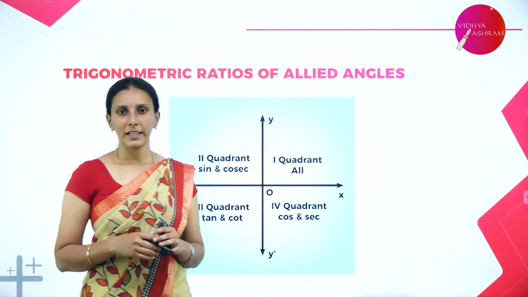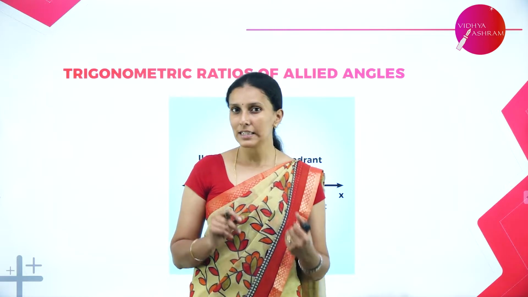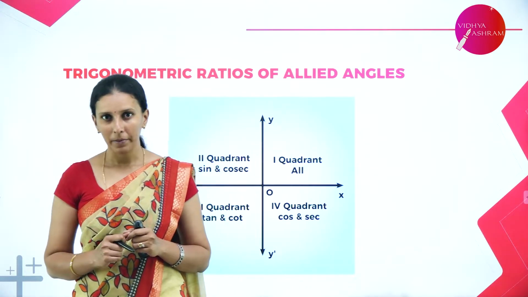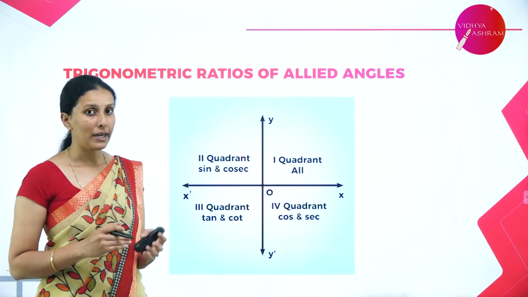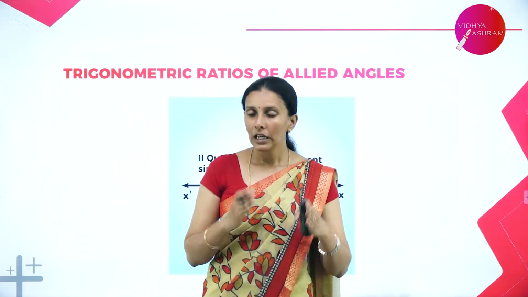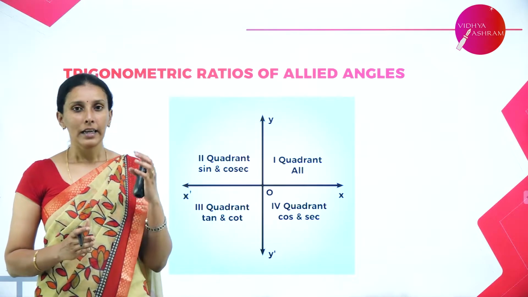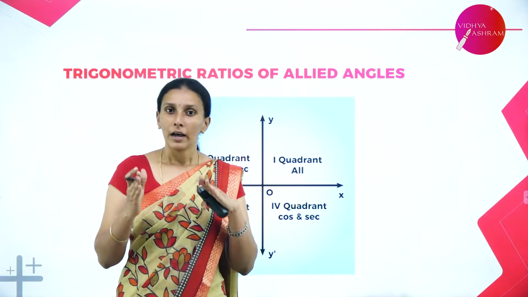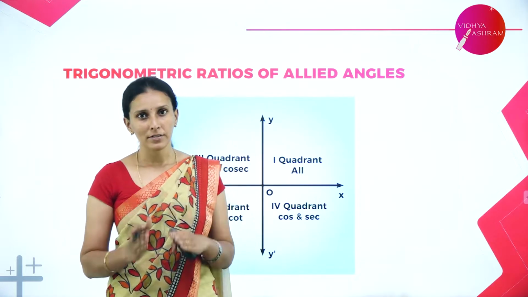So what do you mean by allied angles? Two angles are allied together as a sum or difference of 0 or multiples of pi by 2. These angles are called allied angles. When I say multiples of pi by 2, it may be 0, pi by 2, pi, 3 pi by 2, as well as 2 pi. Any angle in the unit circle can be expressed as a sum of pi by 2, pi, 0, 2 pi as well as 3 pi by 2.